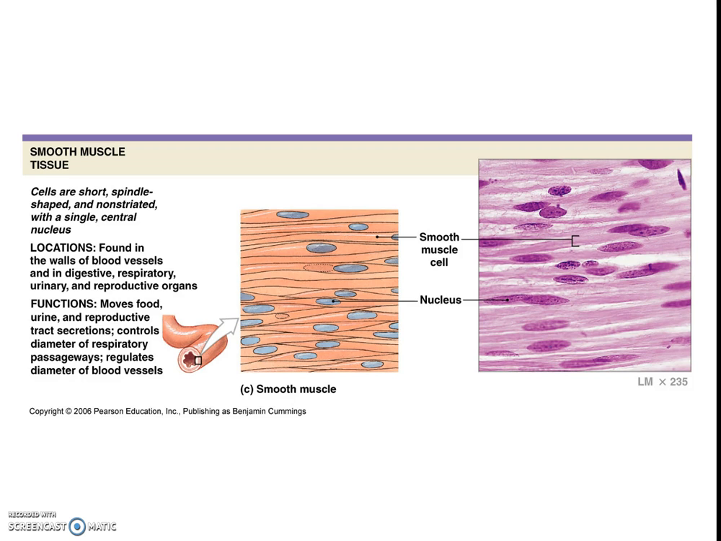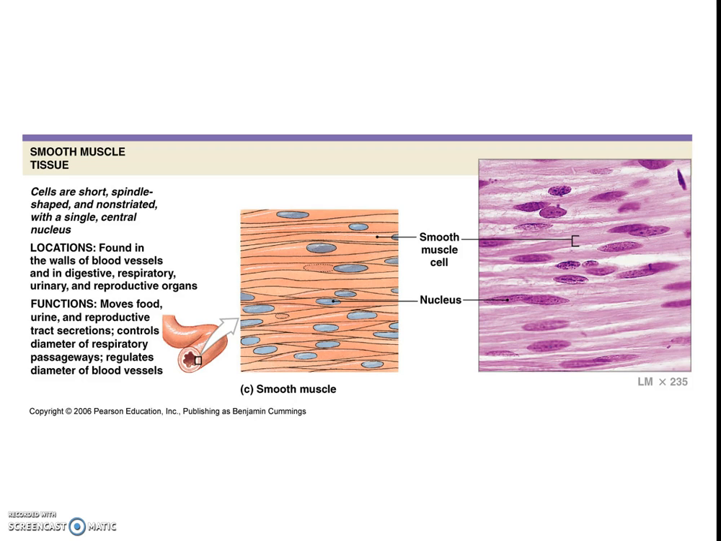And so what they're usually doing is moving some sort of structure from one part of an organ through an organ somewhere else. So for instance, in our digestive system, we go through a process called peristalsis, where we're squeezing the food through our alimentary canal or our whole digestive tract.